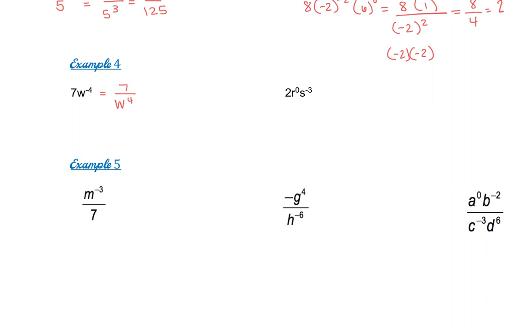All right, moving on to the second one, 2r to the power of 0, s to the power of negative 3. I'm going to go ahead and write this out. 2, remember anything to the power of 0 is 1. And then s to the power of negative 3, we want to make that exponent positive. So in order to do that, we need to move it to the denominator. So when we move it to the denominator, it becomes positive. 2 times 1 is 2. And then s to the power of 3 will stay the same because we've made it positive now. So our final answer is 2 over s to the power of 3.